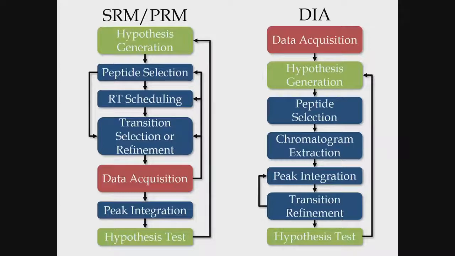So data-independent acquisition was extremely appealing to us because what happened is our lab started to just acquire the data. We acquired the data on our samples, sometimes 100 to 1,000 samples. We would then use that to generate a hypothesis. We'd go through the peptide selection, chromatogram extraction, peak integration, sometimes transition refinement. And then we would generate new hypotheses, but instead of going back to reacquire the data, we would just go back to redo the analysis.